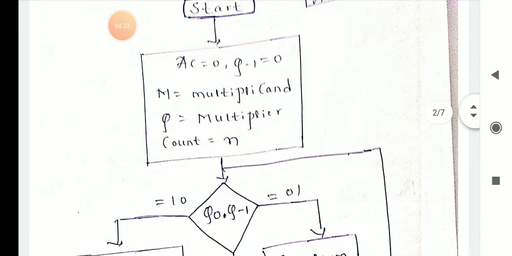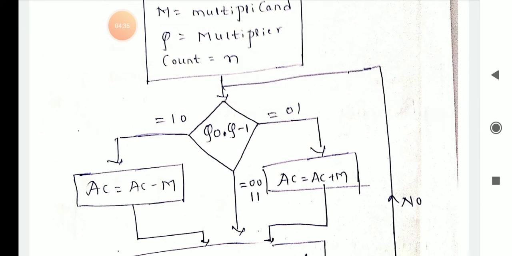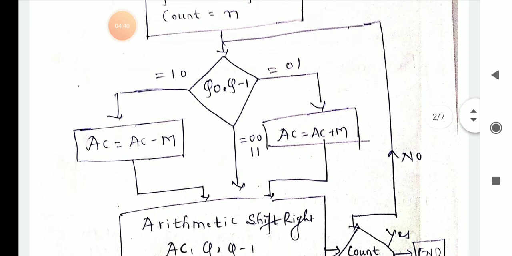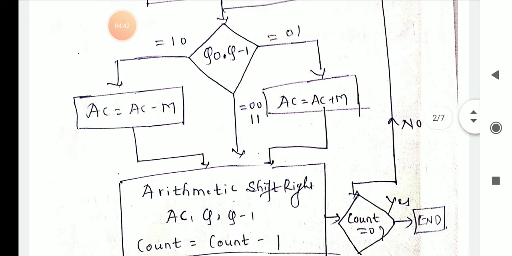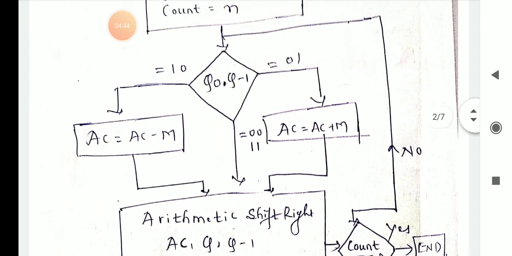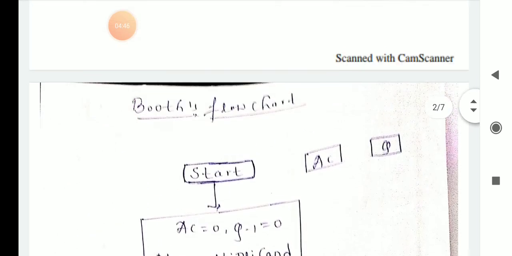It will move on to the what? Again, your Q0 and Q minus 1. So this process will be repeated until your count should be what? 0. Okay, so this is the flow chart, comes under what? Your multiplication of what? Your Booth's algorithm.